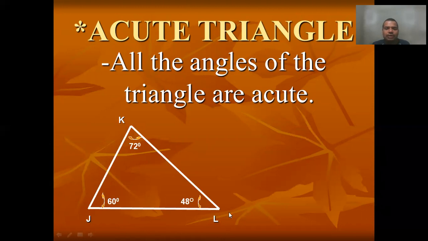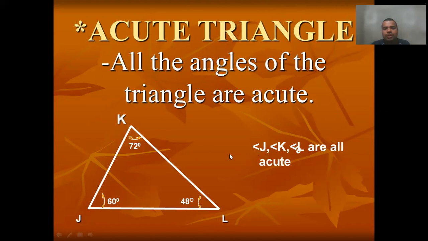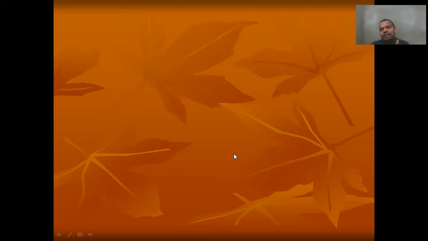What we can observe here is a triangle formed by KJL. In this KJL, if you observe, one angle is 72 degrees, this one is 60 degrees, and this one is 48 degrees. Now all the angles are less than 90 degrees, and what is less than 90 degrees? It is an acute angle. So based on the name only, we call it an acute triangle. Over here, angle J, angle K and angle L are all acute, that is less than 90 degrees.